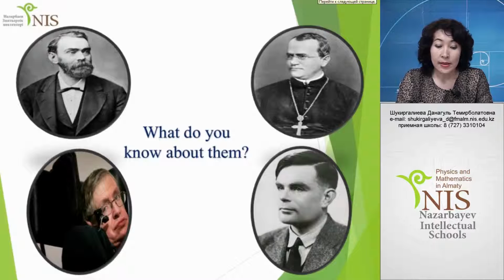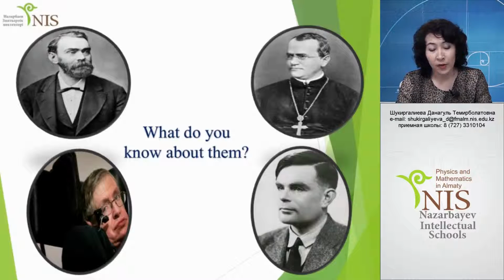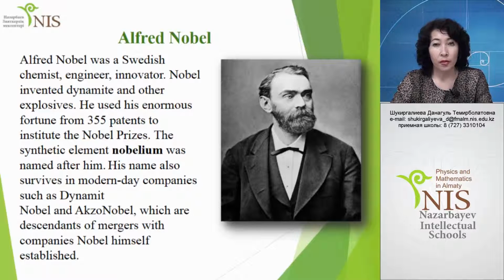At this stage of the lesson, I find it educational to give the students some additional information about these people. First person is Alfred Nobel. Alfred Nobel was a Swedish chemist, engineer, innovator. Nobel invented dynamite and other explosives. He used his enormous fortune from 355 patents to institute the Nobel Prizes. The synthetic element nobelium was named after him. His name also survives in modern-day companies such as Dynamite Nobel and Akzo Nobel, which are descendants of mergers with companies Nobel himself established.